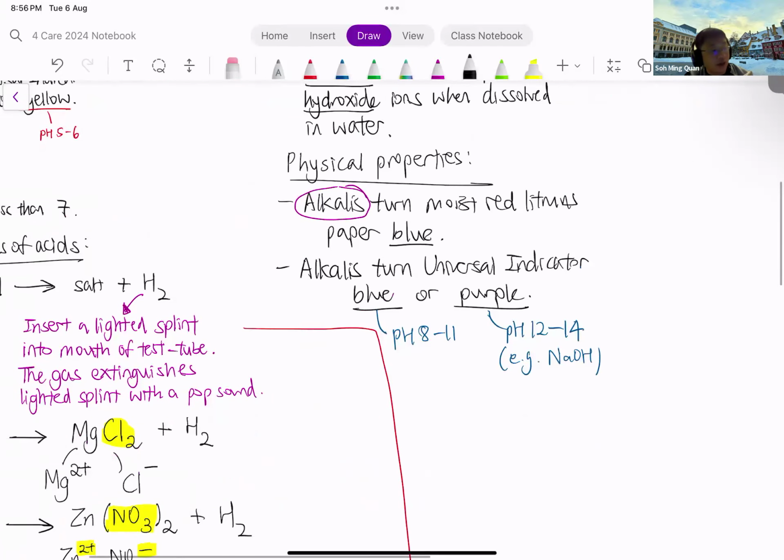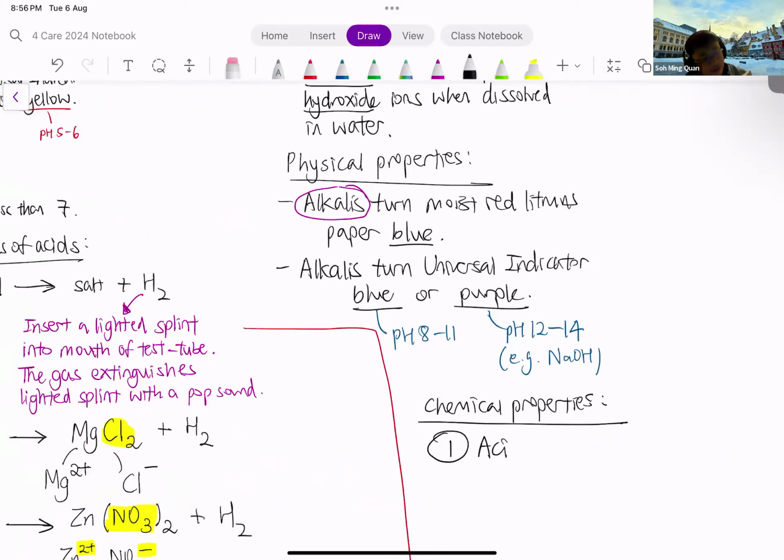Now, we go on to the chemical properties, and this one is quite straightforward because you have learned already the first one. Acid plus base forms salt and water. So this is neutralization, right? Because it forms salt and water. But it's the second one that we often forget.